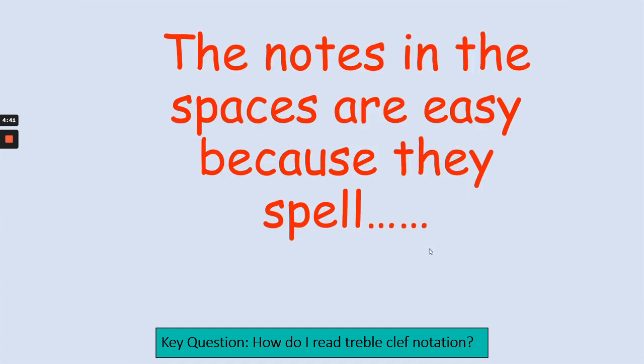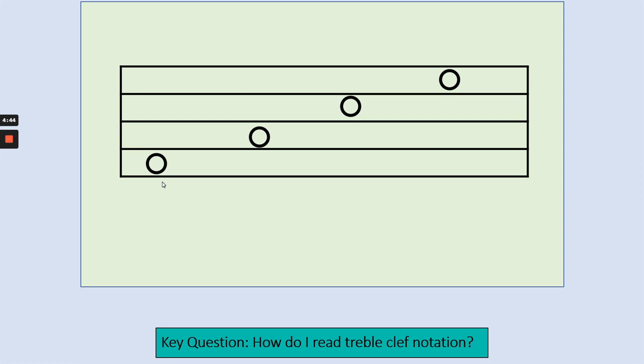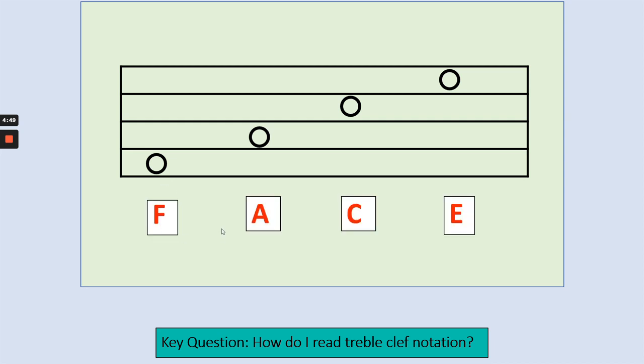The notes in the spaces are easy because they spell face. So we know it's in a space because the line is above and below the circle. And when it's in the first space, it's the letter F. When it's in the second space, it's the letter A. When it's in the third, it's the letter C. And when it's in the fourth space, the one at the top, it's the letter E.